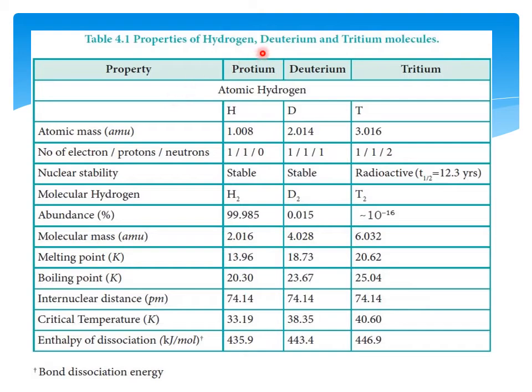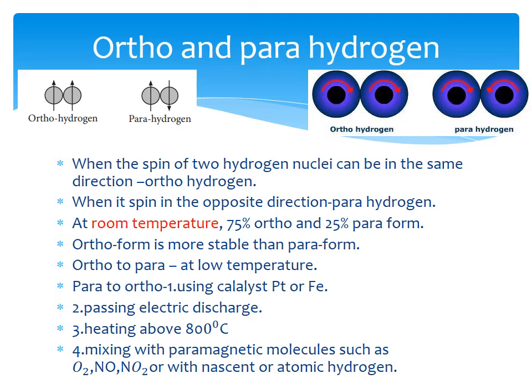These are the properties of the hydrogen, deuterium and tritium molecules. In an atom, you have the nucleus at the center and the electrons revolving around the nucleus. Electrons revolve around the nucleus as well as spin on their own axis. Likewise, the nucleus also has a spin. Based on the nucleus spin, we have ortho and para hydrogen. So I am going to take a hydrogen molecule, H and H. Based on the spinning of the nuclei in the hydrogen molecule, it can be divided into ortho and para hydrogen.